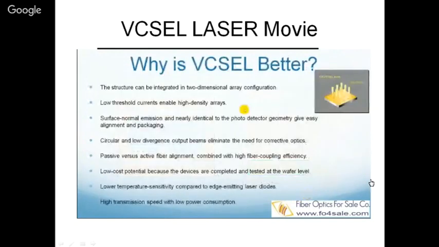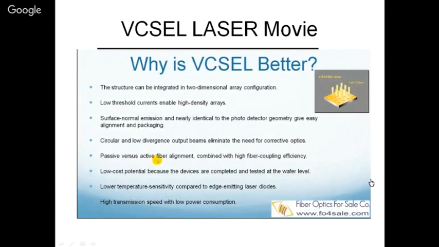VCSELs have high performance and low cost advantage. The key features are the structure can be integrated in 2-dimensional array configuration. Low threshold currents enable high density arrays. Surface normal emission and nearly identical to the photodetector geometry give easy alignment and packaging. Circular and low divergence optical beams eliminate the need for corrective optics.